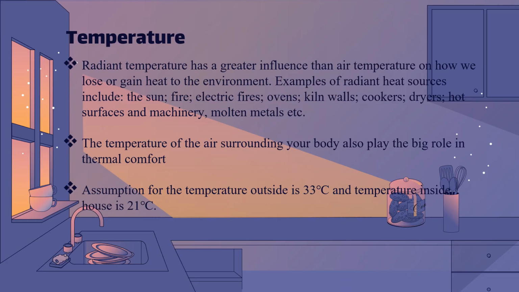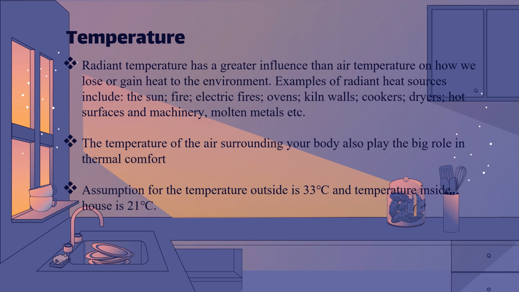For this study, we are focusing on three factors: temperature, clothing, and occupant. For the temperature, thermal radiation is heat that radiates from a warm object. Radiant heat may be present if there are heat sources in an environment. Radiant temperature also has a greater influence than the air temperature on how we lose or gain heat to the environment. Examples of radiant heat are the sun, fire, electric fire, machinery, and molten metal.